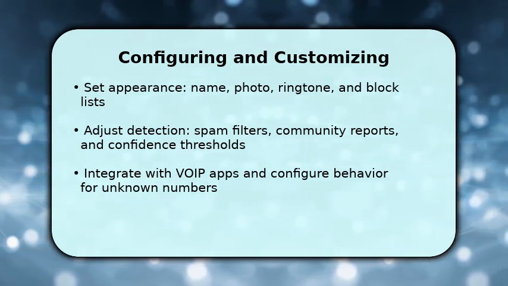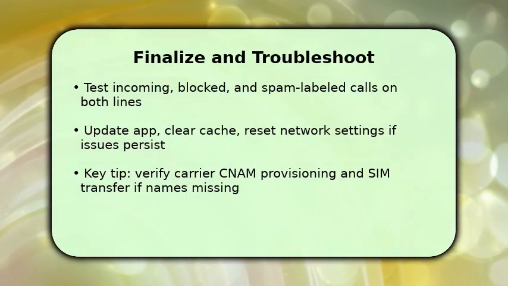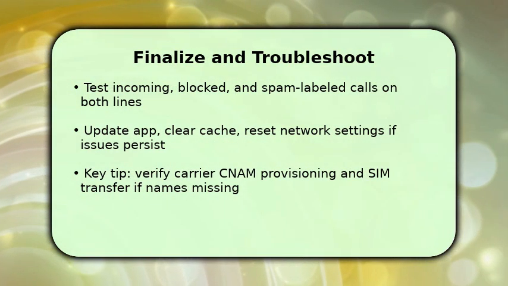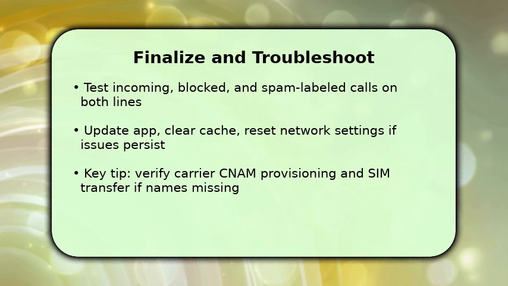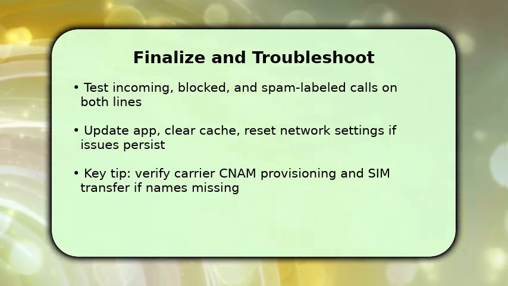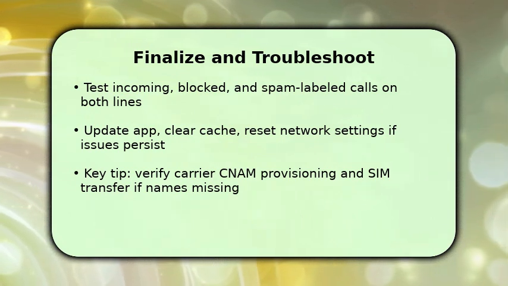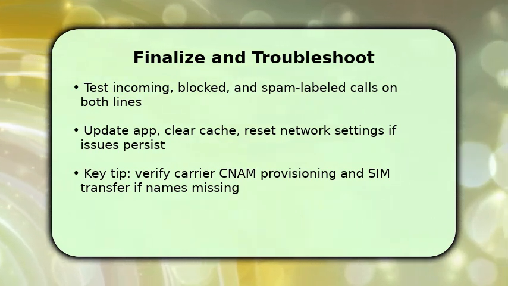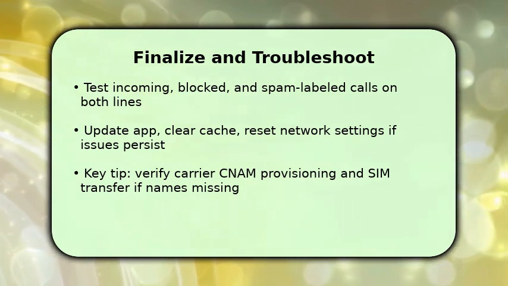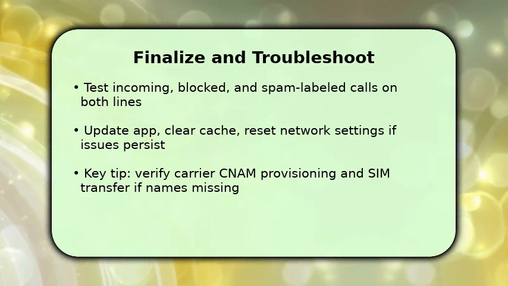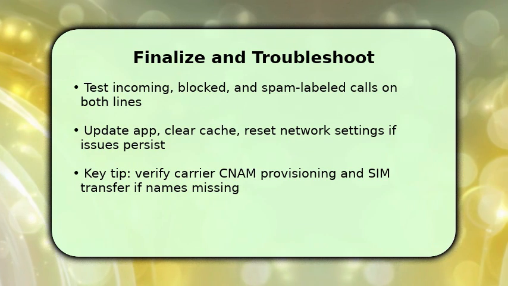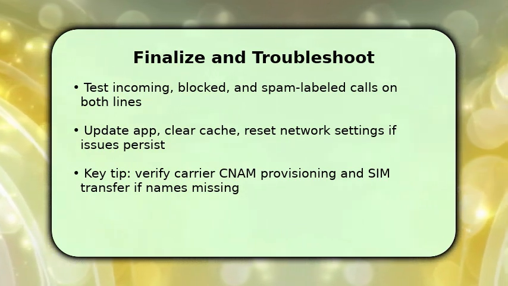Finish by testing. Call from a saved contact, an unknown number, and a known spam source to confirm labels and behavior. Once done, update the caller ID app and OS, clear app cache, and reboot. If you still see missing names, reset network settings or resync contacts. If problems persist, contact your carrier about CNAM provisioning and ensure your SIM transfer included contact data. This is the key troubleshooting step. Carriers often need to enable name delivery on their side.